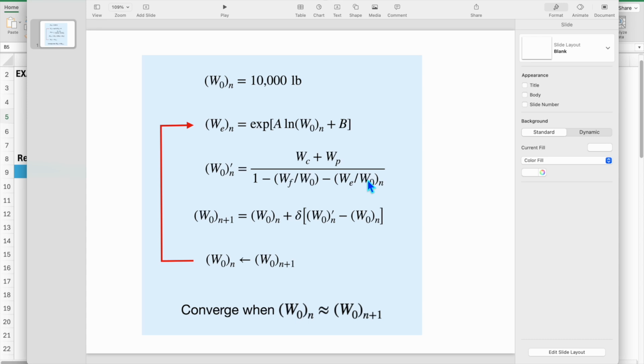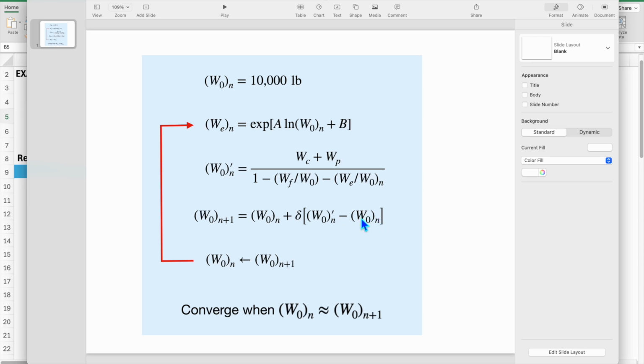So the relaxation is, in case this guess is too severe, I want to slow it down. I don't want my next n+1 guess to be exactly this. I want it to be somewhere between my first guess and that next intermediate guess. So I'm going to count up some fraction delta. My next guess will be my first guess, W naught n, plus delta, in our case we chose 0.2, times the difference between the intermediate guess and my original guess. So W naught n prime minus W naught n.